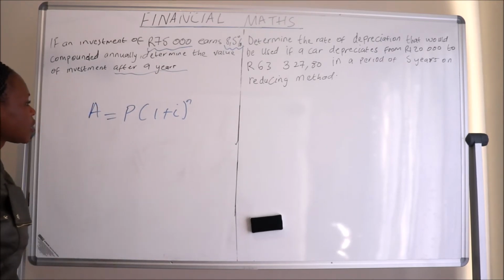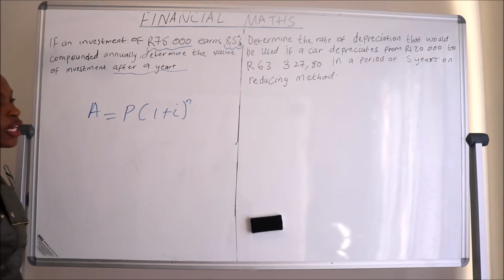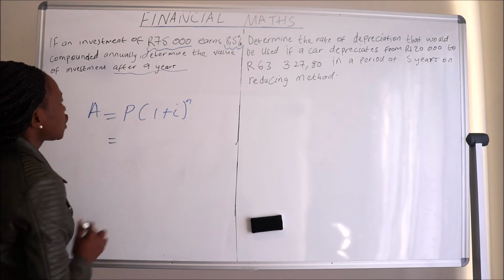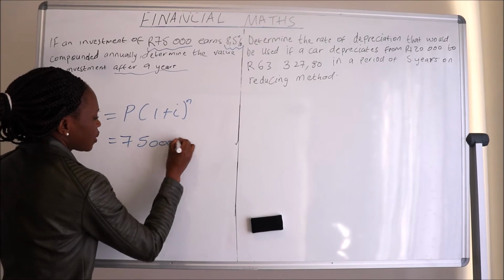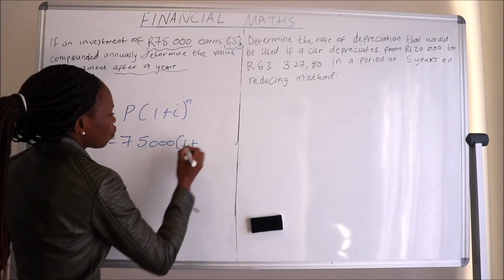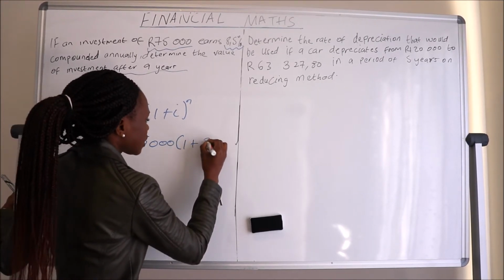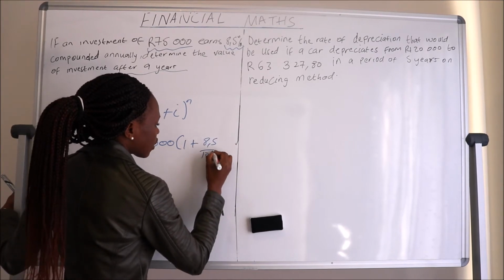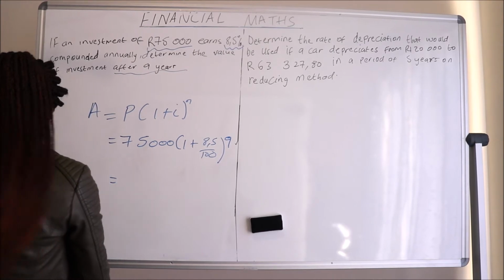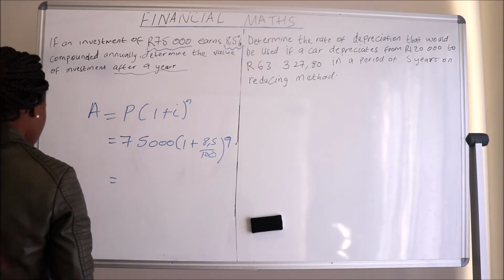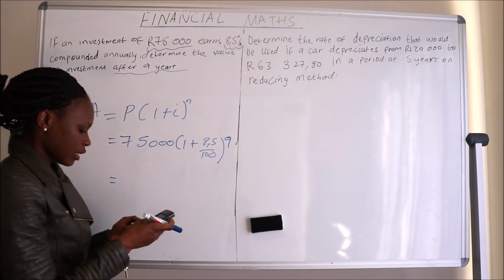So here we have A = P(1 + i)^n, of which P, which is the initial amount, the principal amount, is 75,000, into 1 plus 8.5%. Remember I said you must divide by 100, and then to an exponent of 9 years. So that's 9 years. So let's see how much this person would have gained after a period of 9 years.